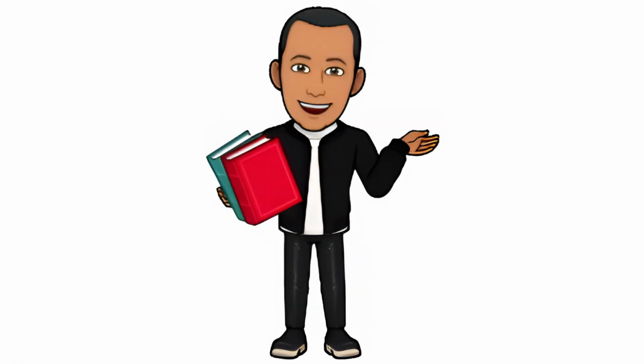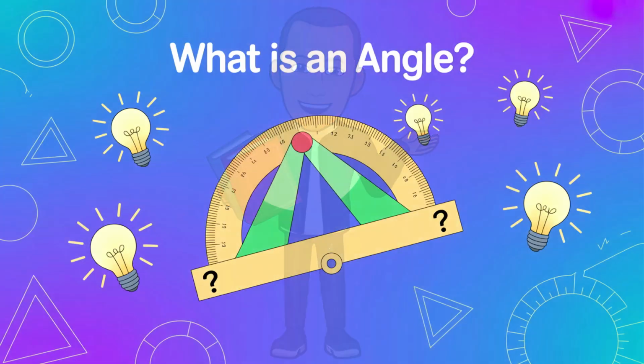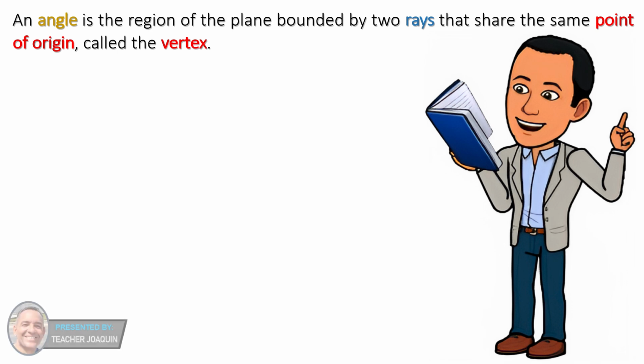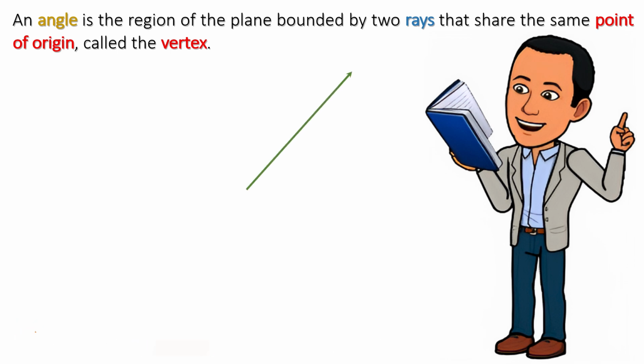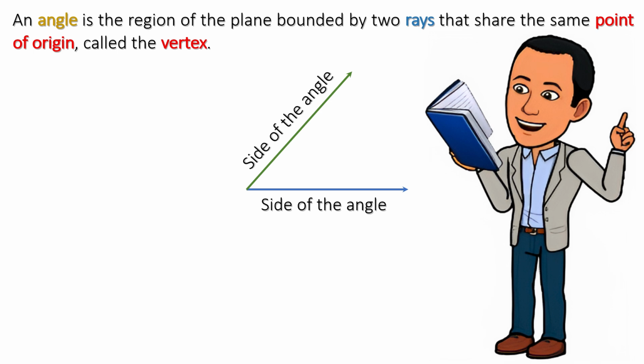At some point during our academic training, many of us ask ourselves the question, what is an angle? And we learn that it is the region of the plane bounded by two rays that share the same point of origin, called the vertex. Geometrically, this definition translates into a first ray called the side of the angle, another ray also called the side of the angle, where the beginning of both is a point called the vertex. Then the angle is the width between these two rays.